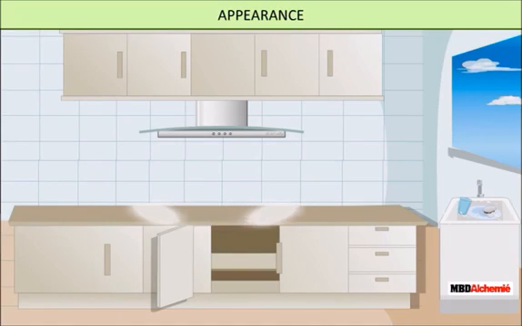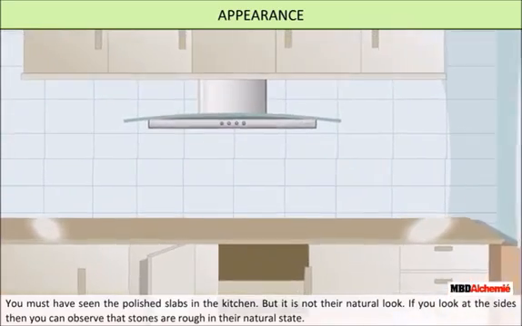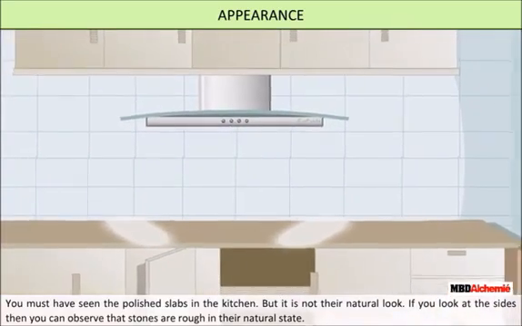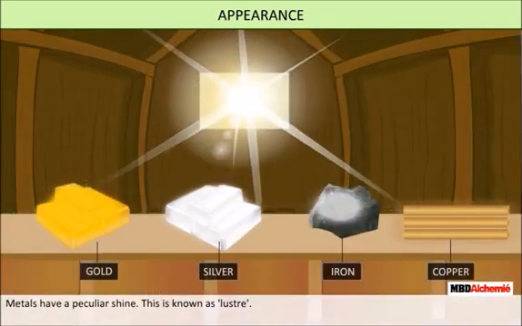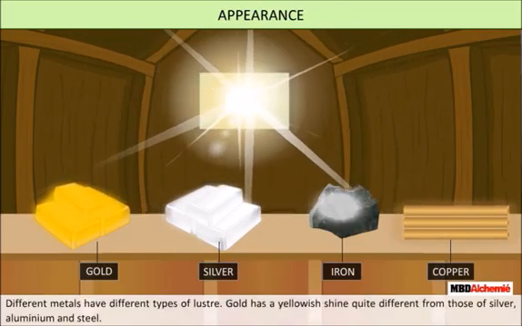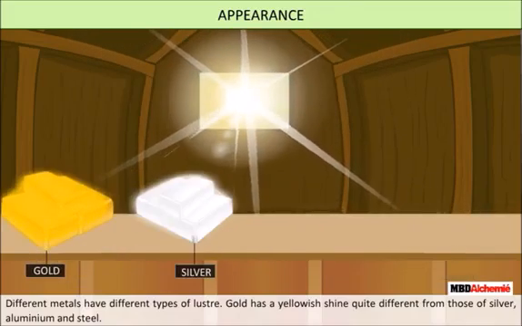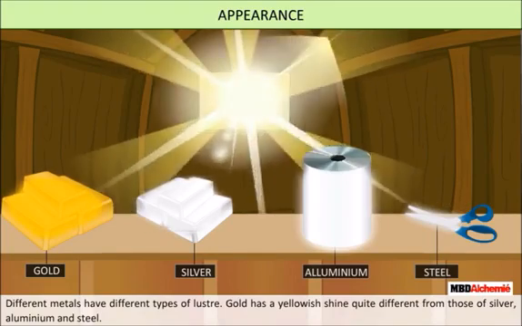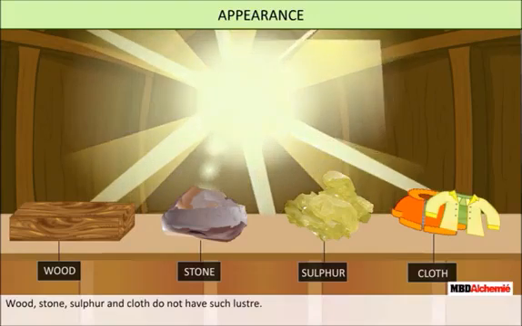Appearance. The appearance of a substance can be deceptive. You must have seen the polished stone slabs in kitchens, but that is not their natural look. If you look at the sides that are not polished, then you can observe that the stones are rough in their natural state. However, metals have a peculiar shine. This is known as luster. Different metals have different types of luster. Gold has a yellowish shine quite different from that of silver, aluminium and steel. Wood, stone, sulfur and cloth do not have such a luster.